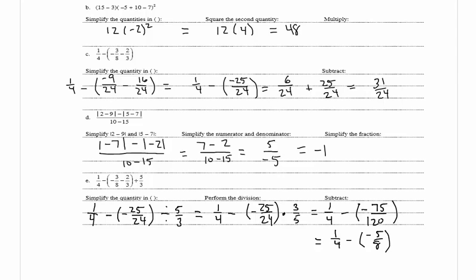And now we need a common denominator to do the subtraction, so we can say that this is equal to 2/8, and we have a minus and a minus, so we have plus 5/8. And 2/8 plus 5/8 is equal to 7/8. And that's our video on order of operations part 2.